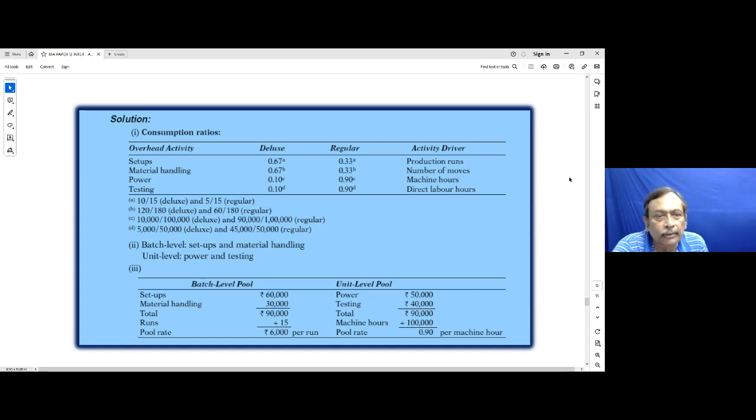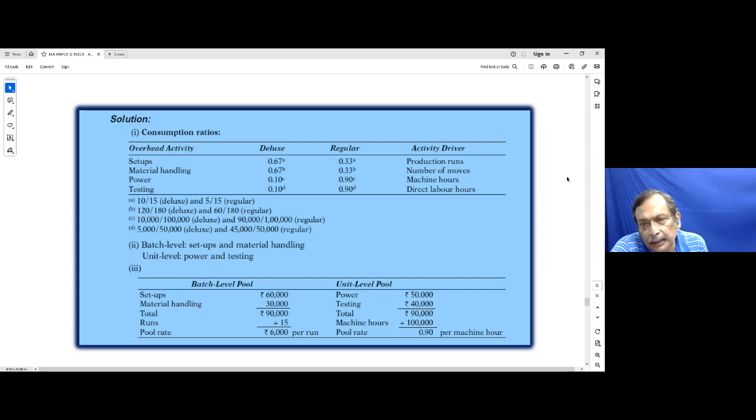So what are we required to do? We are required to calculate the consumption ratios. So jotting down into four heads. First one, overhead activity. Then we are going to jot down setups, then material handling, then power, then testing. Calculation we will be doing, no problem.